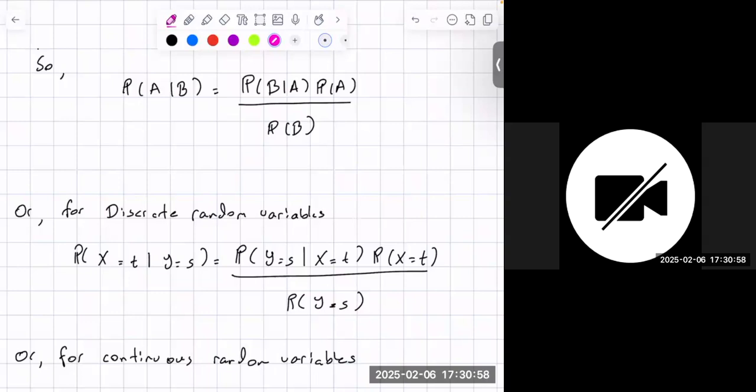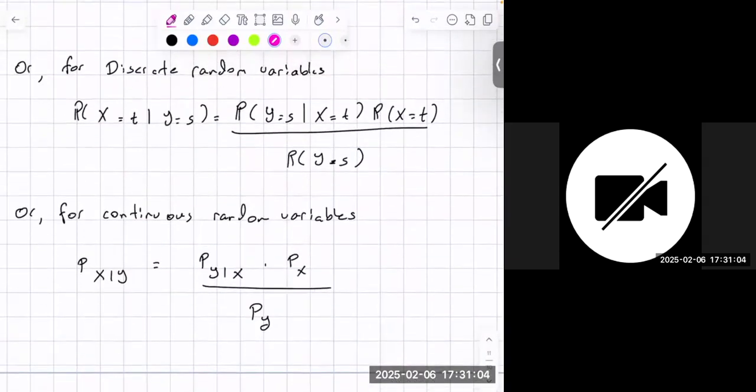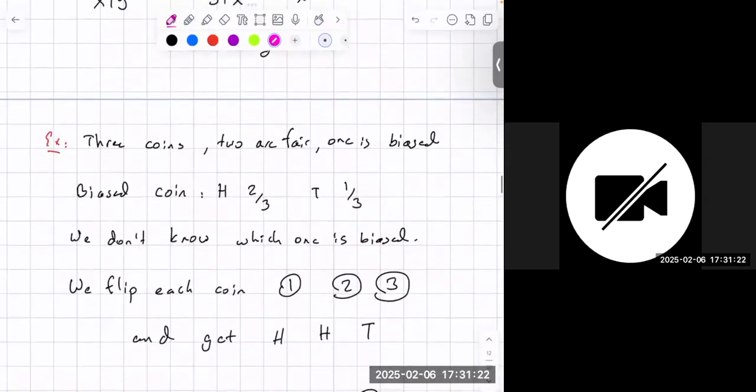You can reverse the order of dependencies, and the continuous version of the same story will go through the densities. The density of X conditioned on Y is the same thing as Y conditioned on X times the X density divided by the Y density. This is Bayes rule, basic Bayes rule, okay? Now let's do some examples to use this.